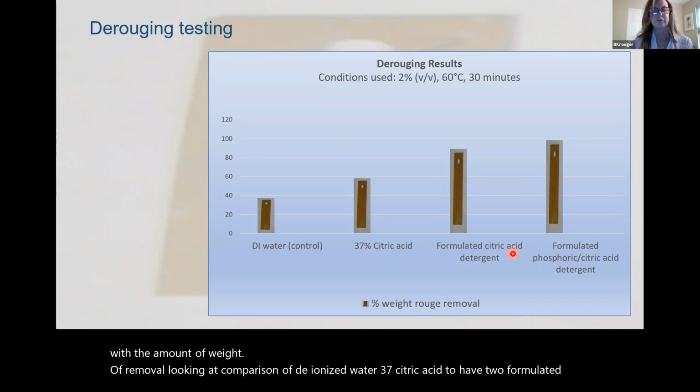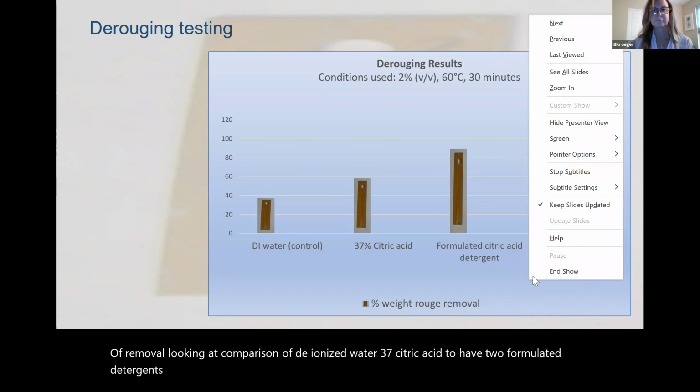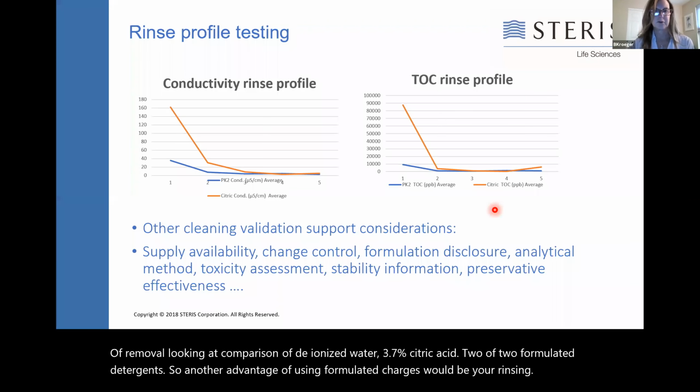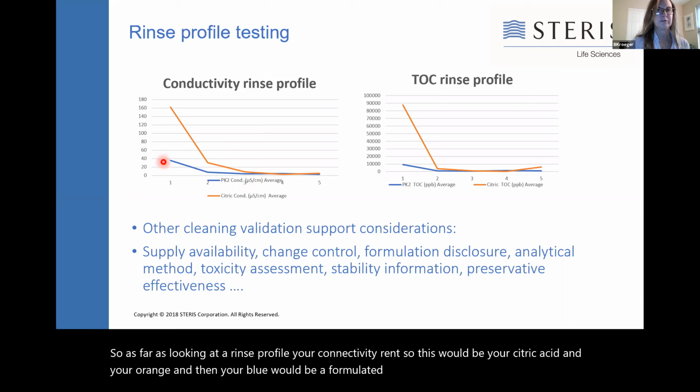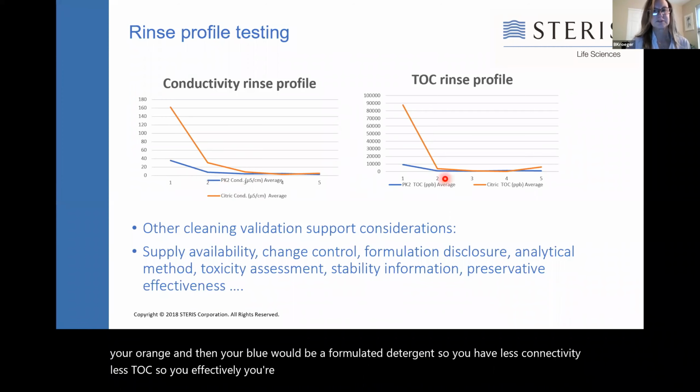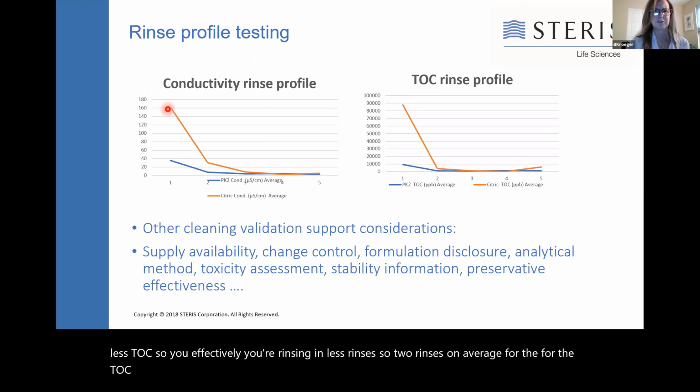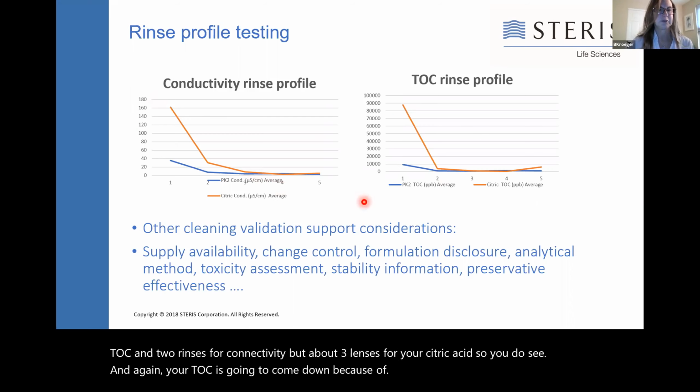So another advantage of using formulated detergents would be your rinsing. As far as looking at a rinse profile, your conductivity rinse, this would be your citric acid in orange, and then your blue would be a formulated detergent. So you have less conductivity, less TOC, so you're rinsing in fewer rinses. So 2 rinses on average for the TOC and 2 rinses for conductivity, but about 3 rinses for your citric acid. And again, your TOC is going to come down because of the citric acid being less.